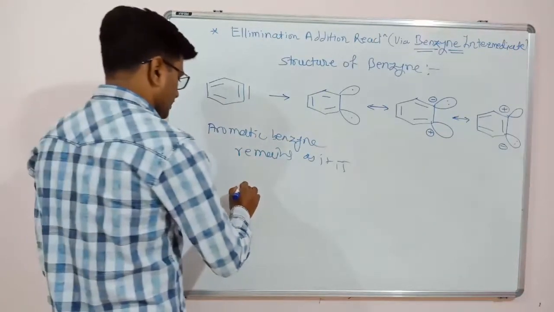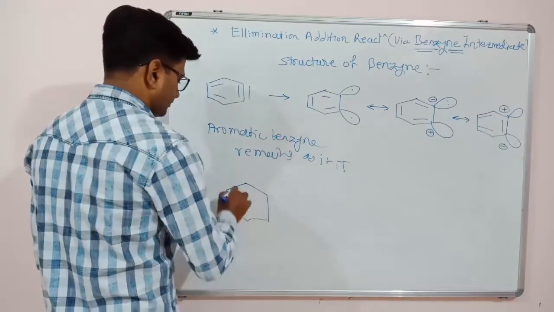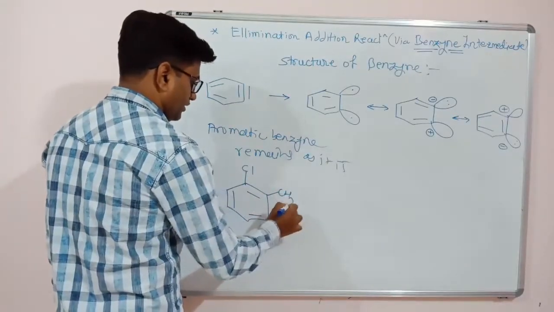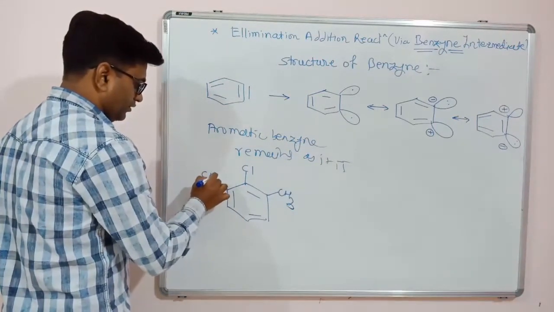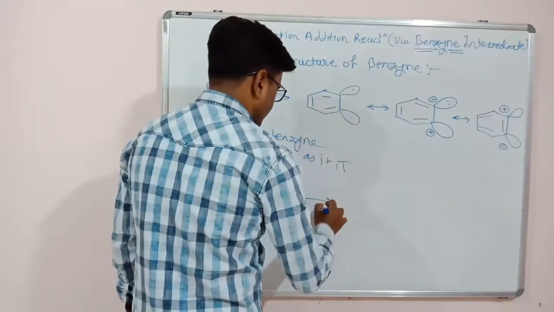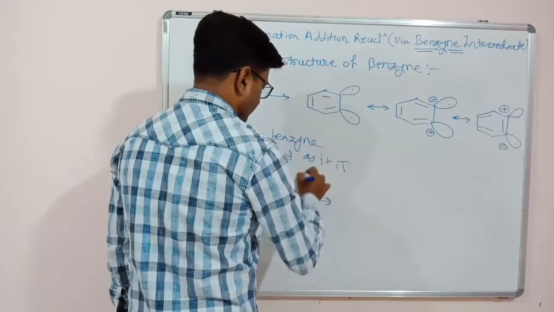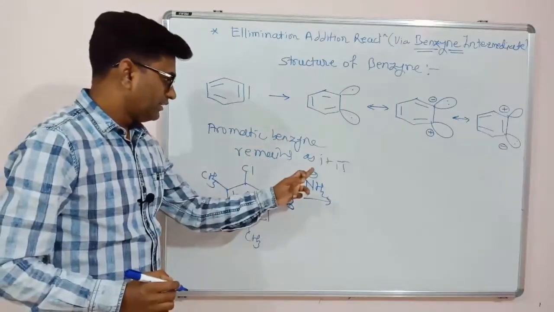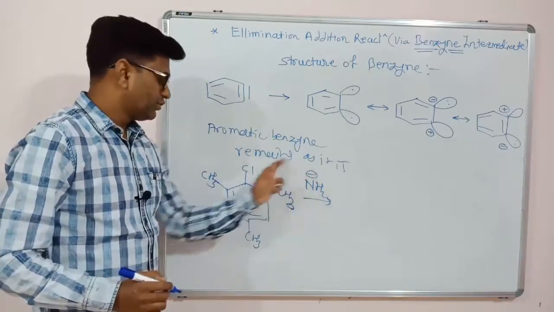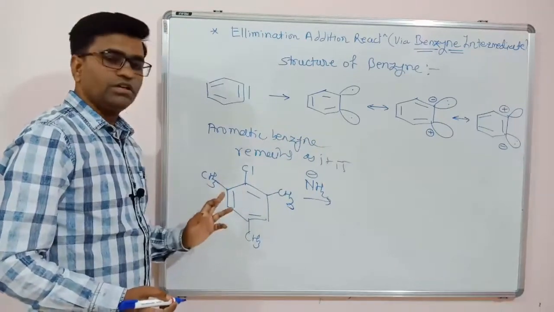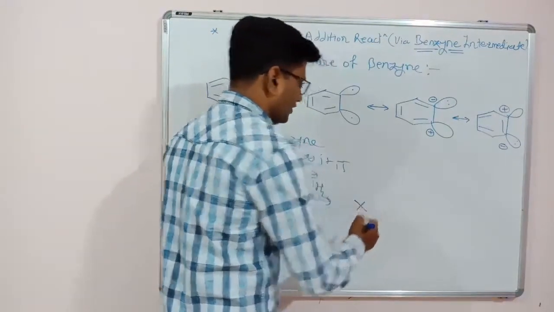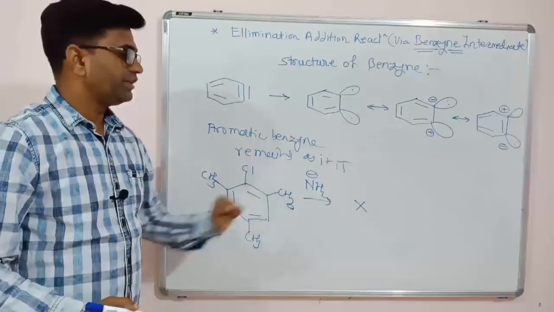For example, suppose this is the reaction where this is a chlorine and this is a methyl group, this is also a methyl group. If you are reacting with NH2 minus as a nucleophile, then there is no proton to abstract over here to form a benzyne. There is no proton at the other ortho position of the chlorine atom either. So it won't show the product. It's not giving the product.